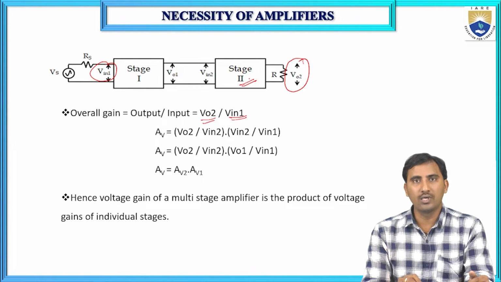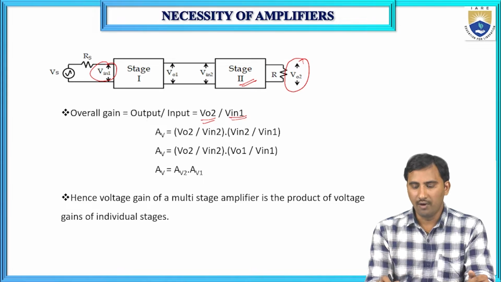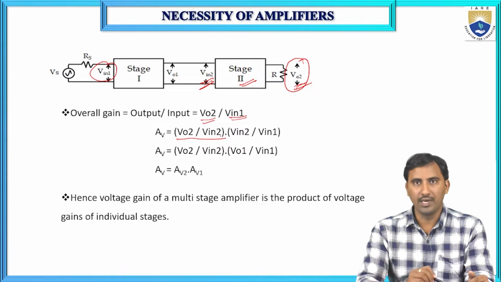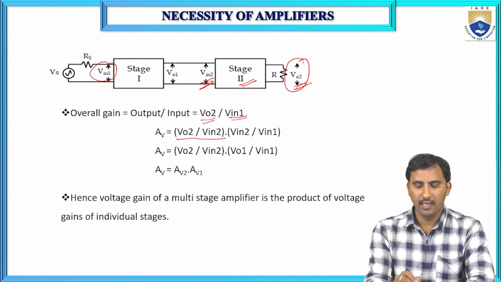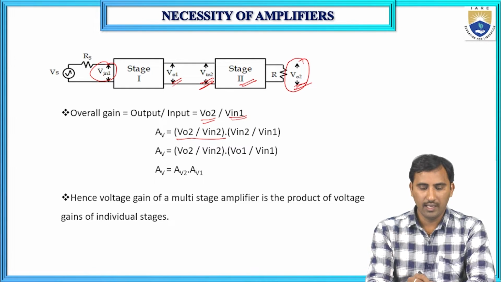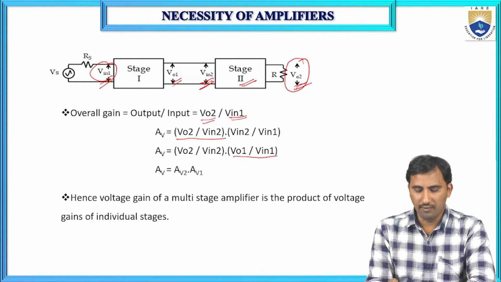The second stage voltage gain is the ratio of V02 by Vin2, because the output voltage is V02 and the input voltage is Vin2. So this is V02 by Vin2. Similarly, the voltage gain of the first stage will be V01 by Vin1.